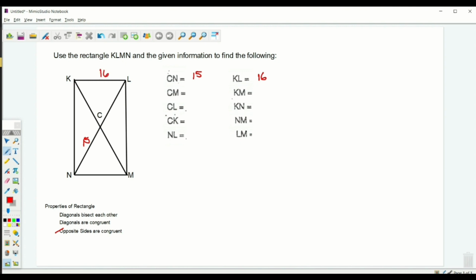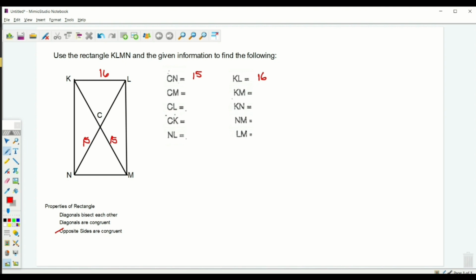So ngayon, kunin natin yung sukat ni CM, CL, CK, and NL. Okay, so CM muna tayo. Based on our definition kanina, diagonals are congruent. This is a unique property of rectangle. Ibig sabihin, si KM ay kasukat ni LN. So, kung ito ay sabihin natin 20, si LN is 20. So, ngayon, kung si CN ay 15, ilan ang sukat ni CM? The answer is 15. Okay?